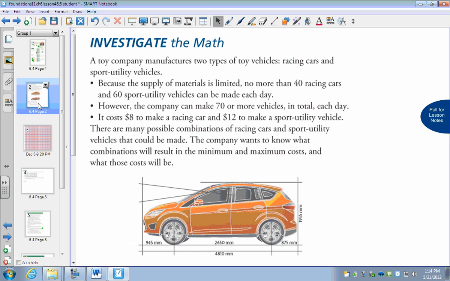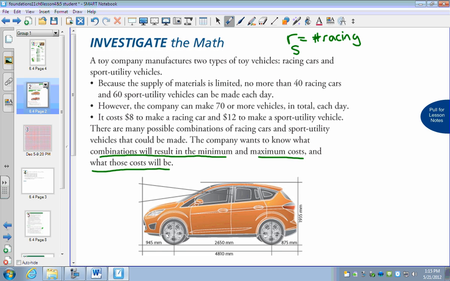Oh, I see it right here. The company wants to know what combinations will result in the minimum and maximum costs and what those costs will be. So cost is really what we're trying to optimize. So step 1 is figuring out what we're optimizing. Step 2 is saying, let's set some variables. Well, let's let R be the number of racing cars, and let's let S be the number of SUVs.